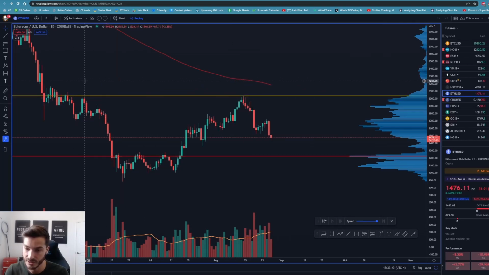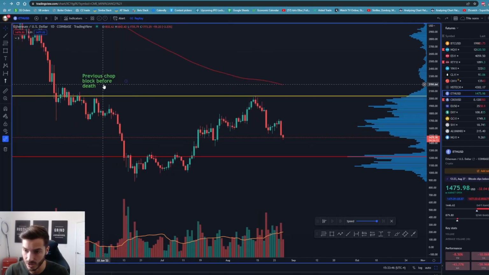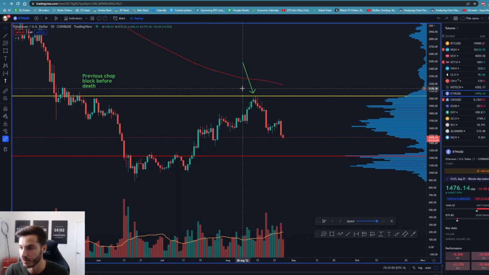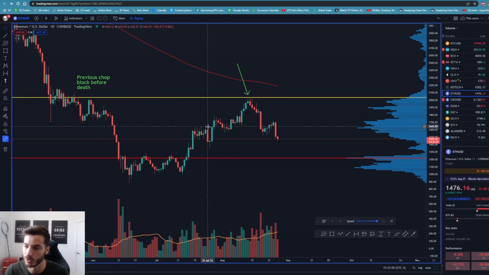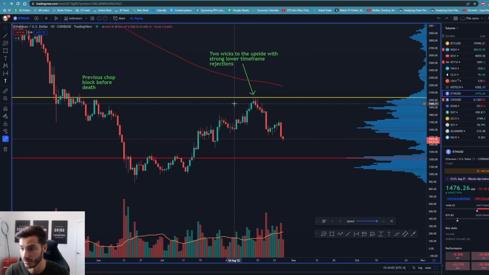So we know that this right here is the previous chop block we had before another death. But then over here is where we can see some resistance, because this is our previous level of consolidation before the move down. It also is a key psychological level of 2,000.